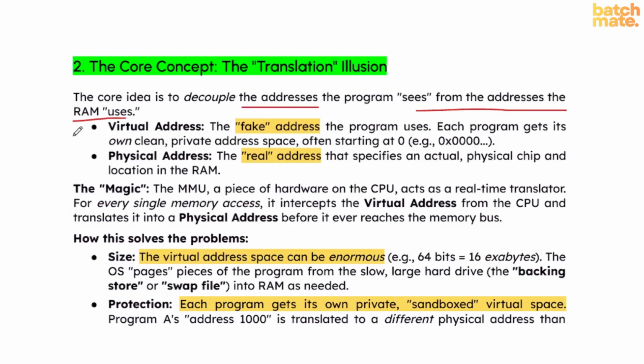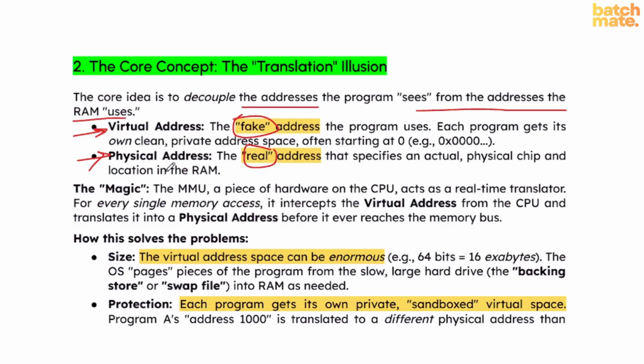We create two worlds. One is the world of virtual addresses. This is the fake address. Every program believes it has a huge continuous block of memory starting at 0. It thinks it owns the whole machine. And another is the world of physical addresses. This is the real address on the actual green RAM stick inside your computer.